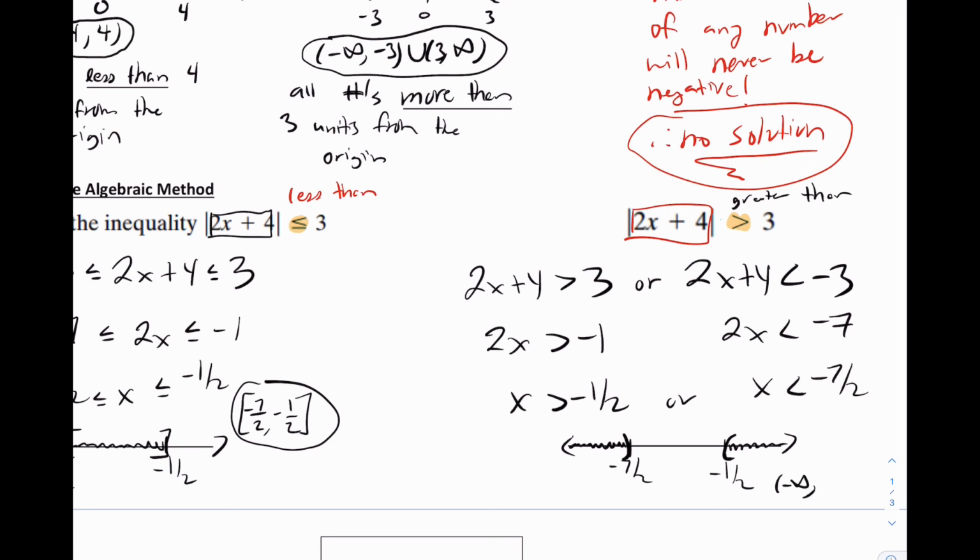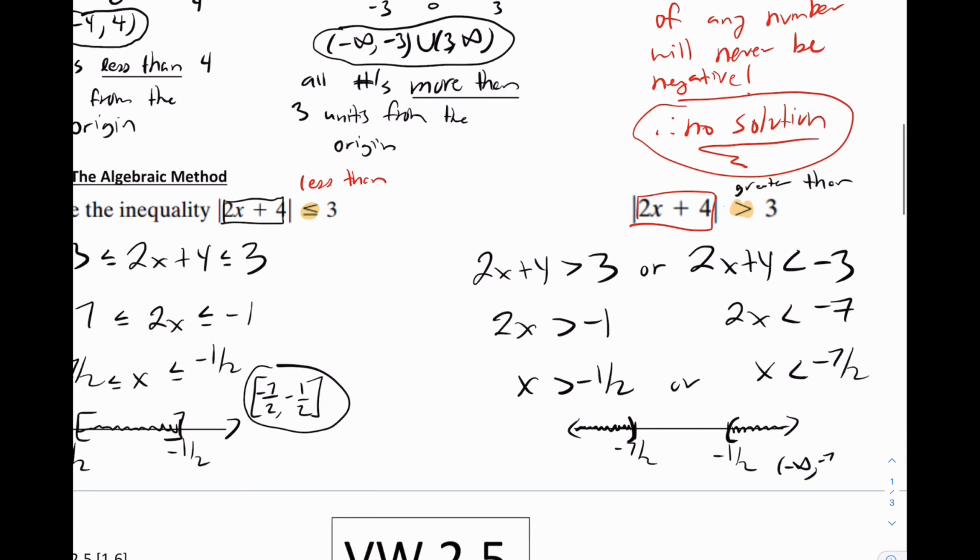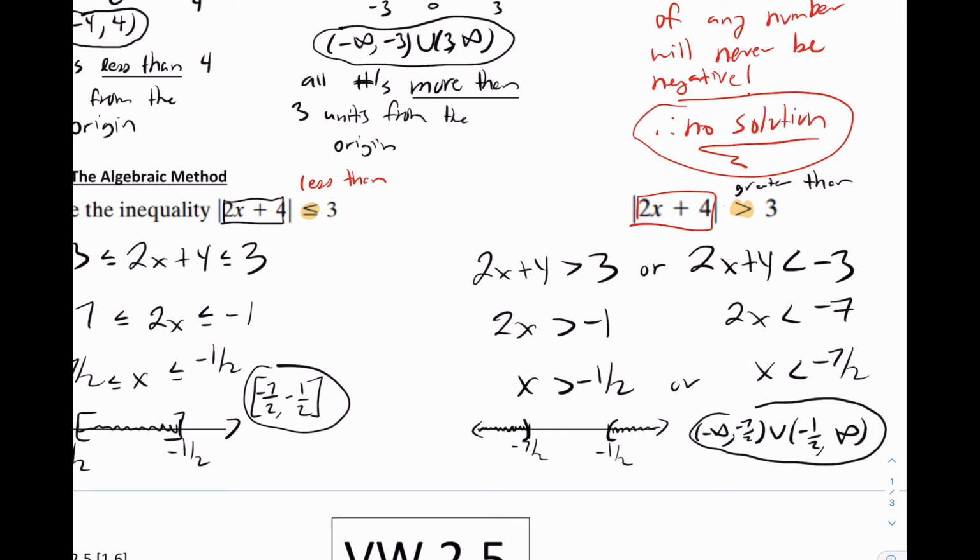negative infinity, negative 7/2. I'm going to need more room. Union, negative 1/2 to infinity. And we'll leave our answer as an interval. That's it.